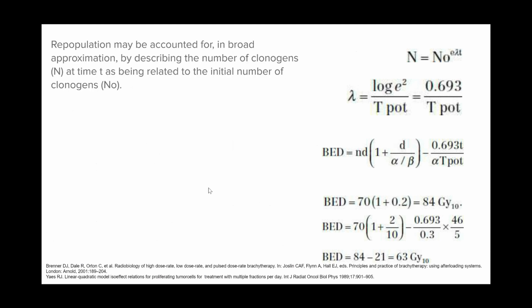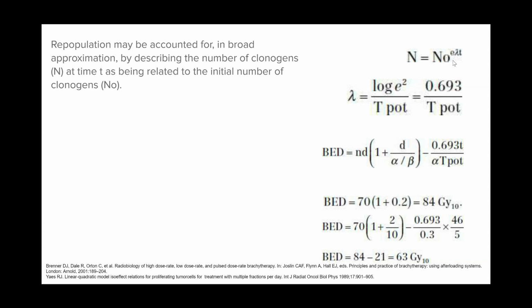Now, there is another concept that we had talked about, which was the accelerated repopulation. So, if we want to account for repopulation, then we'll talk about this. N is equal to N naught e to the power of lambda T. N being the number of clonogens at time T, while N naught being the initial number of clonogens. See, the tumor started with N naught. Now it's repopulating. So, it is going to become N.